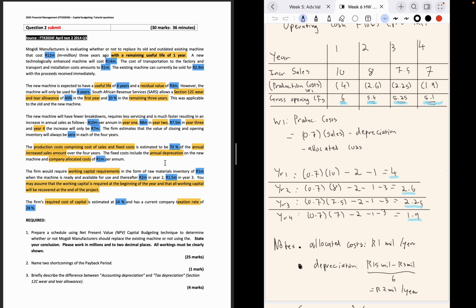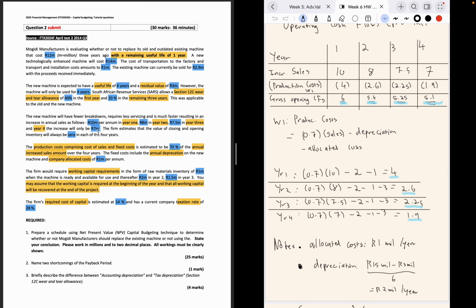So what you do is you take 15 million rand. That is, I believe, the residual value of the equipment, or it's what you paid for the equipment. It's what you're going to discount to SARS. So it's 15 million rand. You subtract the 3 million, which is the residual value at the end of the 6 years, and you divide that by 6 because it's got a useful life of 6 years.